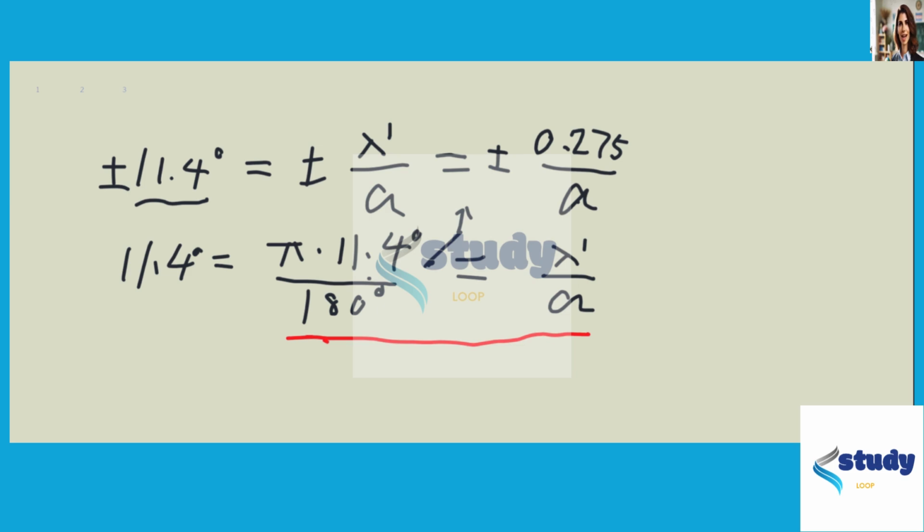And we already learned that lambda prime equals 0.275. So after the calculation, we get that A equals 1.3814 meters. So this is question A's answer here.